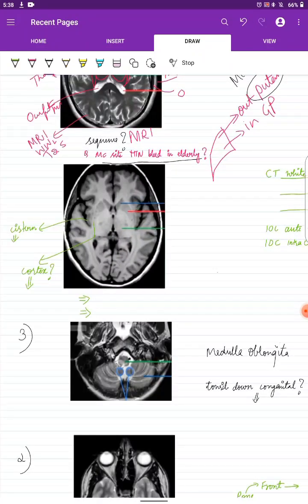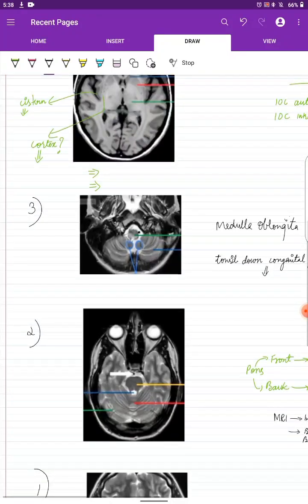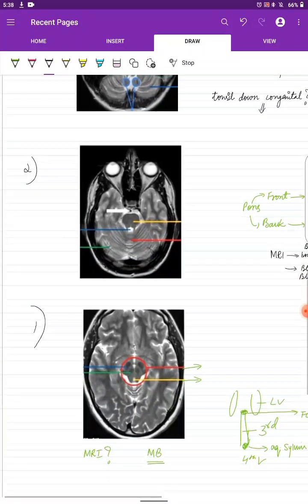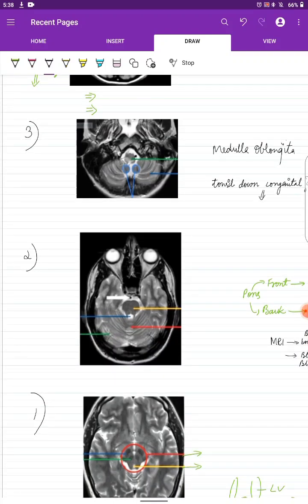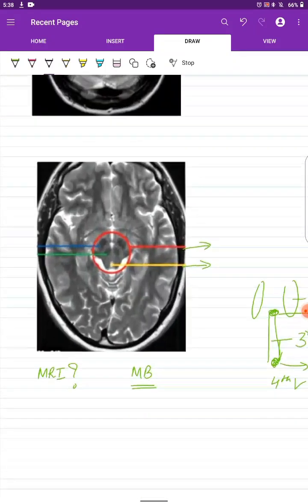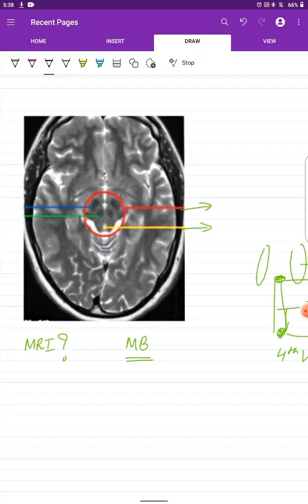Then let us go to three sequences. 1, 2, 3. Midbrain, pons and medulla. So starting with midbrain. What is this? MRI. Because this is the cortex and our cortex is black. That is, bone is black. So it is MRI. After learning what is MRI, you can see CSF is white. So it is T2 sequence of MRI.